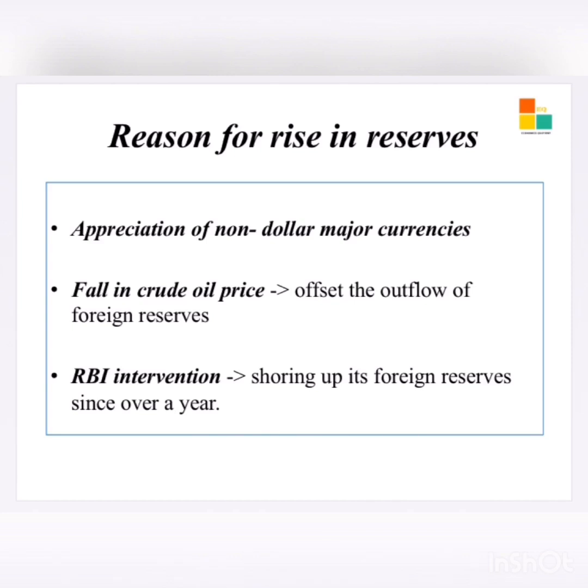The next reason is falling crude oil prices. As we all know, there is less demand for crude oil due to the lockdown, which helps in less spending on crude oil from the reserve, as India imports around 70% of its crude from other countries. The next reason is RBI intervention in the foreign exchange market. That is, RBI buys dollars from the foreign market based on the strengthening of the rupee. For over a year, RBI has been buying dollars from the market, which helps in shoring up its forex reserve.